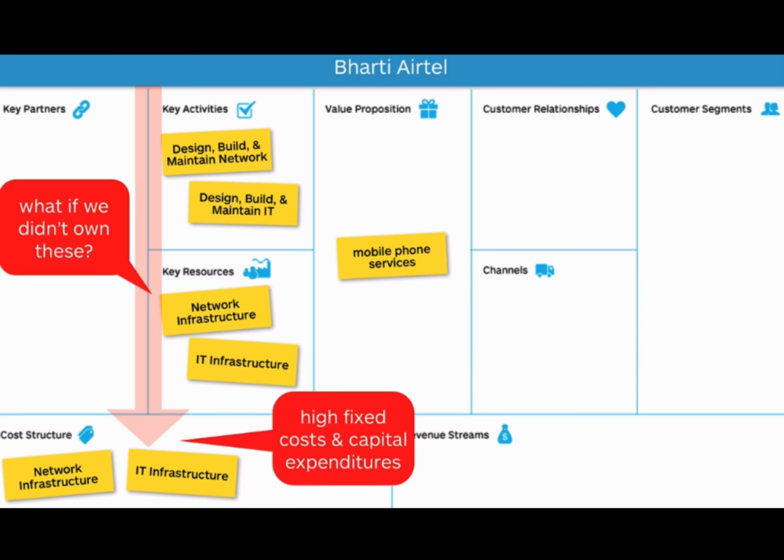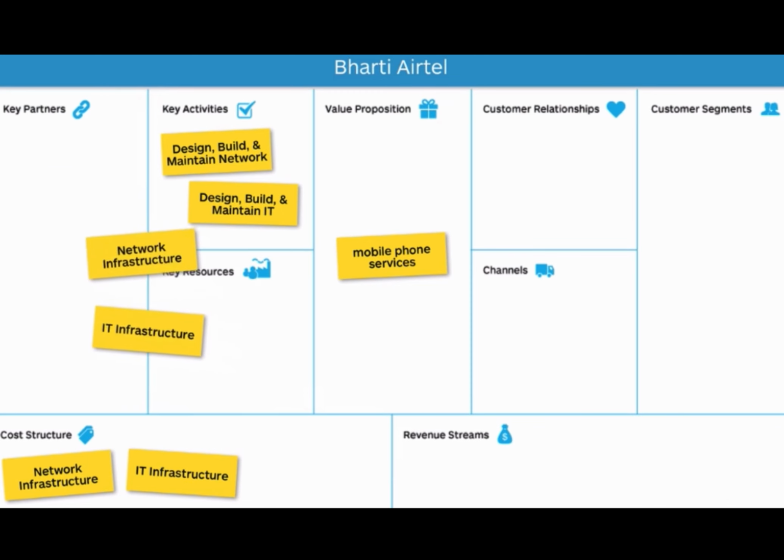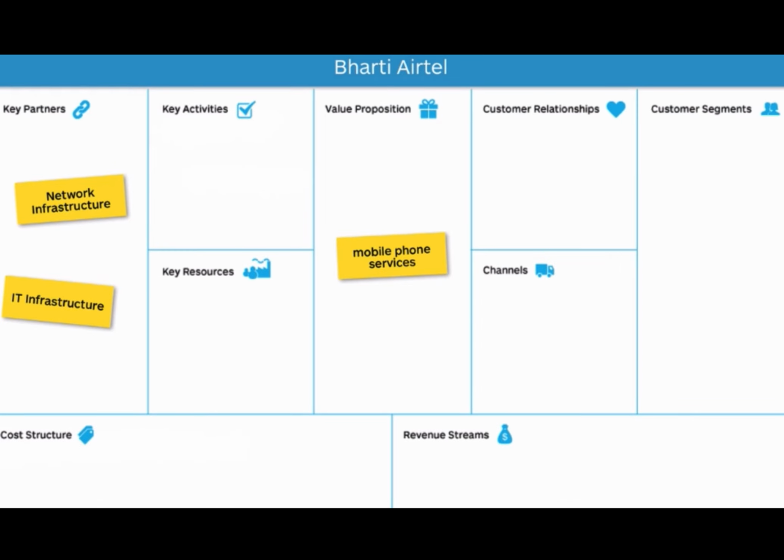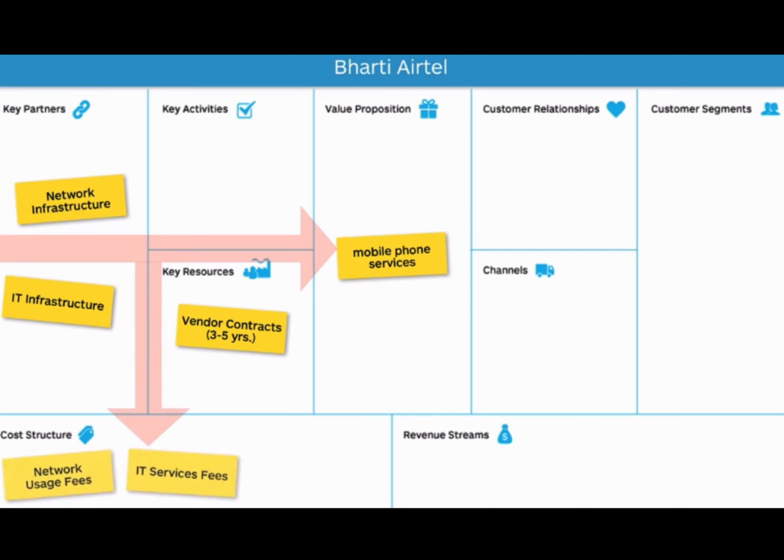So Bharti asks, well, what if we didn't own these? Maybe we could change our fixed costs. And that's exactly what they did. They outsourced the network infrastructure and the IT infrastructure to a consortium. They signed vendor contracts, which would then allow them to offer mobile phone services. So the costs in the backstage would become pure variable costs. They would only pay for the mobile phone services that they offer to their customers. Very interesting shift from fixed costs to variable costs, and it changed the way Bharti Airtel could do business.